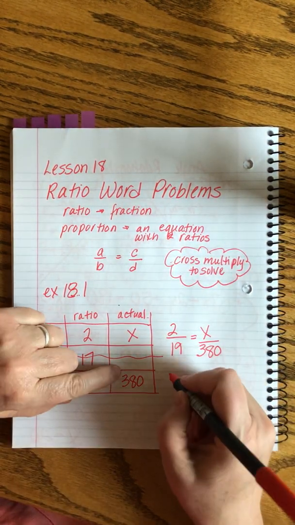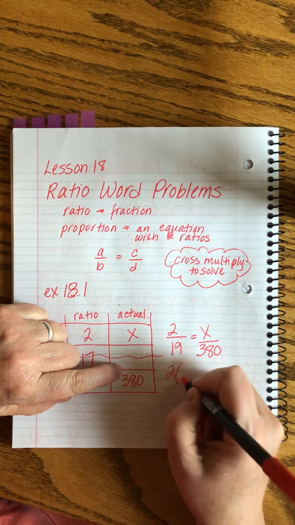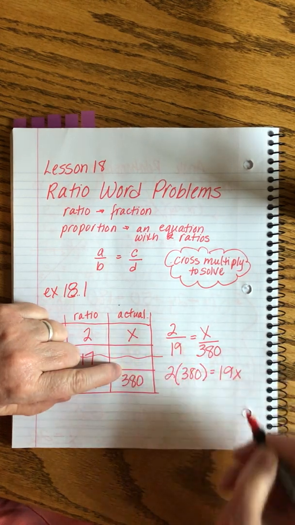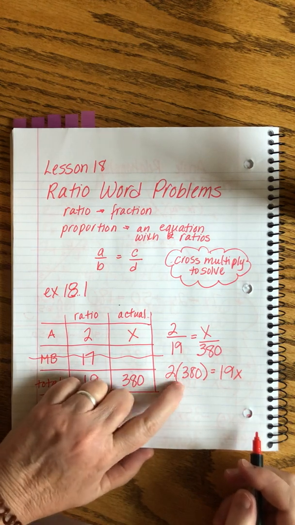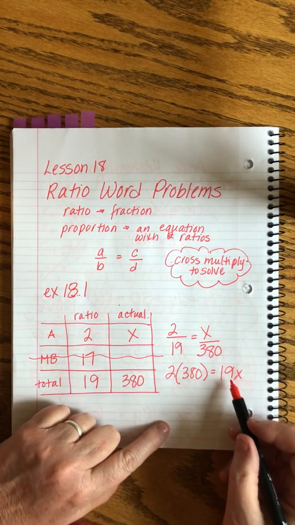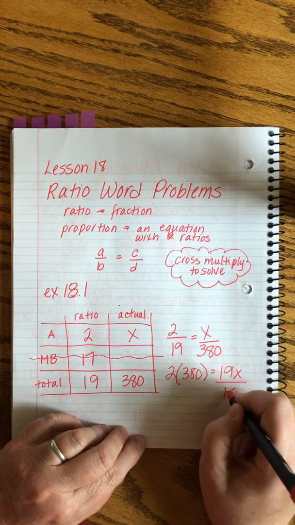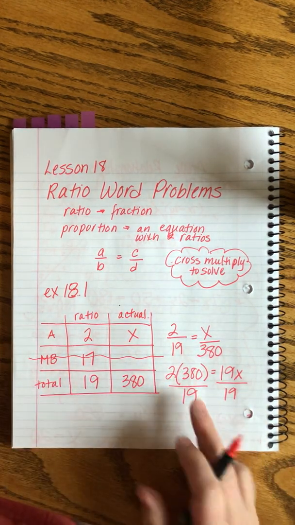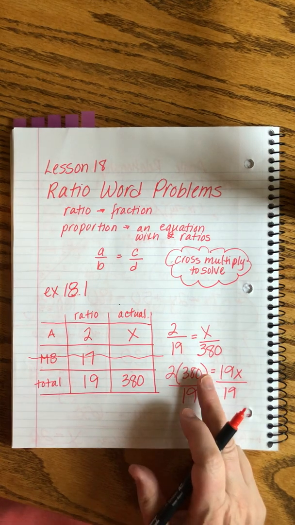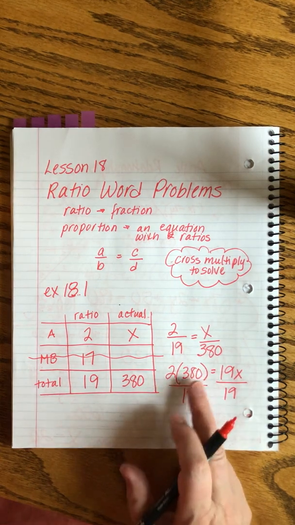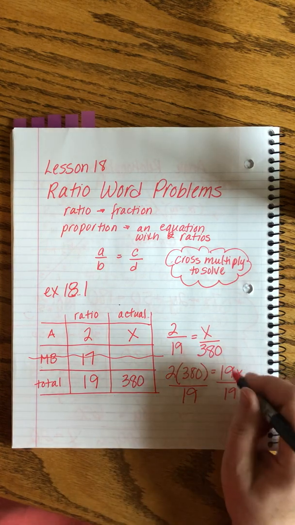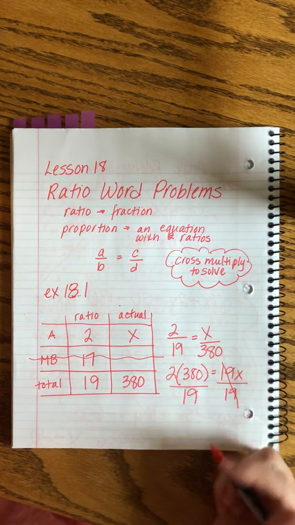So, but watch how I do it. 2 times 380 equals 19x. I do not want to multiply 2 times 380 because I'm hoping that 19, which I'm going to divide both sides by, I'm hoping that 19 is going to go into this. I don't want to make the pieces bigger because I'm trying to cancel. So I want to just leave this as is, and then I'll simplify and write a final answer at the end. That cancels.